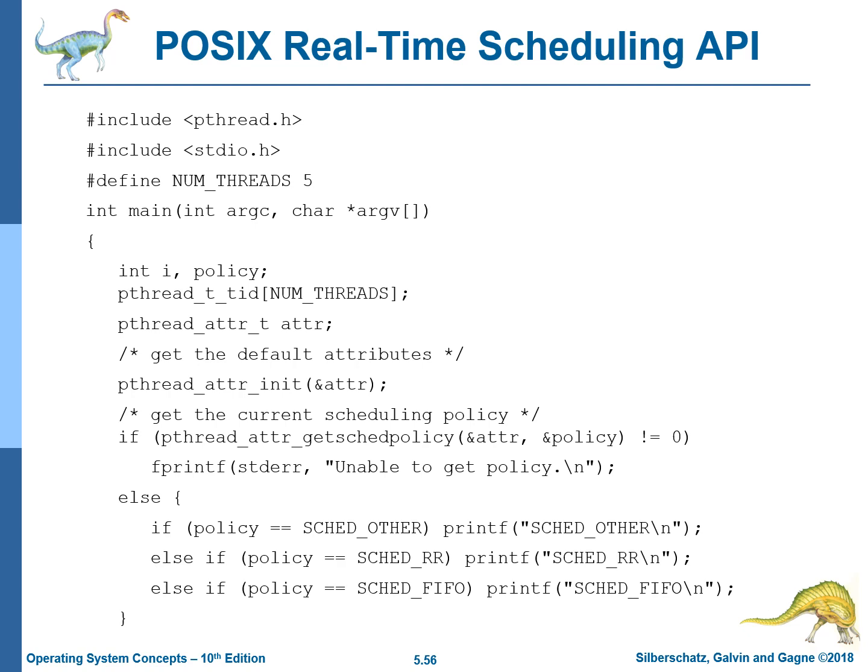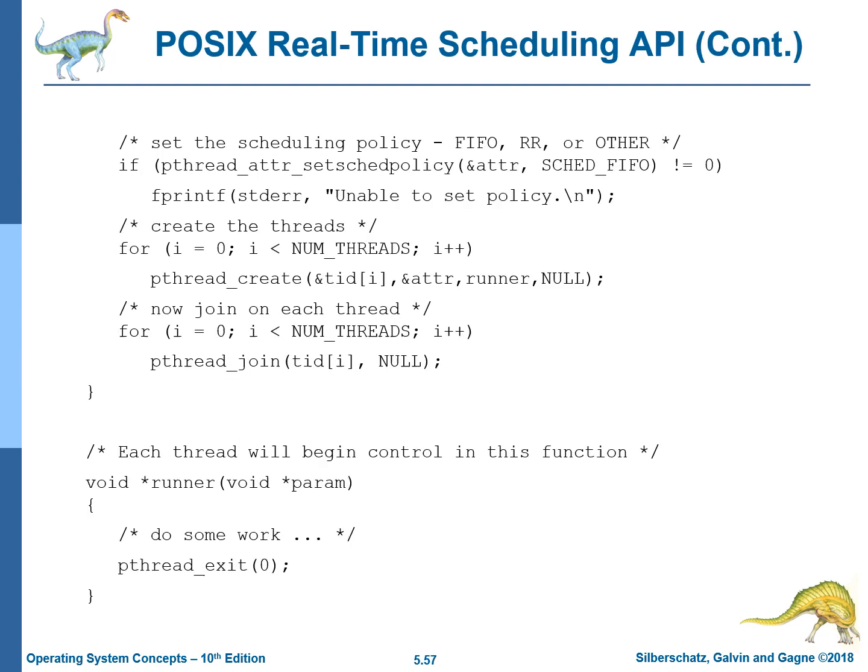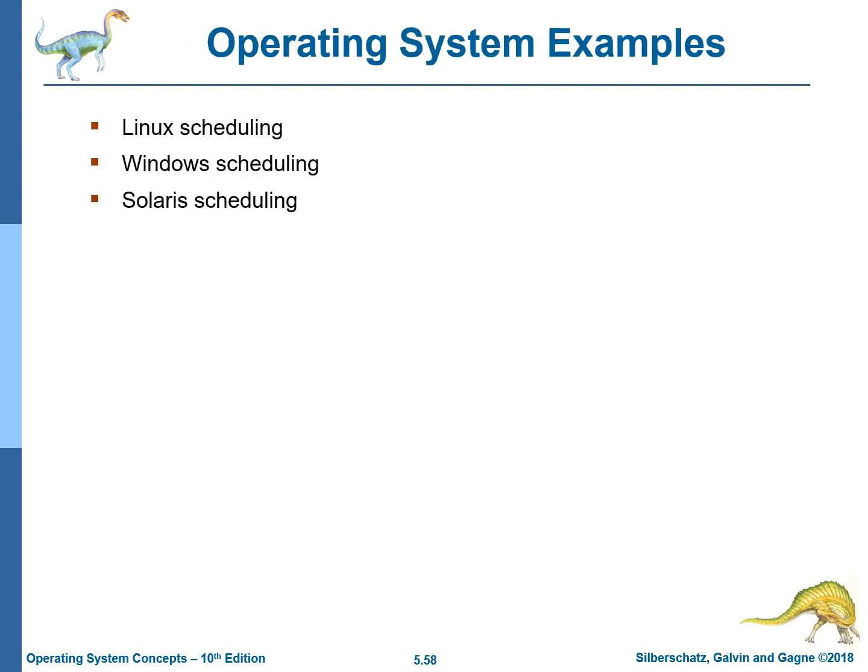POSIX real-time scheduling application programming interface. Here's more of that. Operating system examples: Linux scheduling, Windows scheduling, and Solaris scheduling.